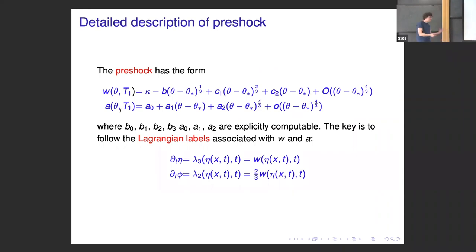And you can see that by composing and inverting eta and phi, and what you end up with is an expression with the Jacobian of eta in the numerator and the Jacobian of phi in the denominator. The Jacobian of eta vanishes, the Jacobian of phi doesn't vanish, and so you see that the Lagrangian derivative of A at the singularity vanishes.